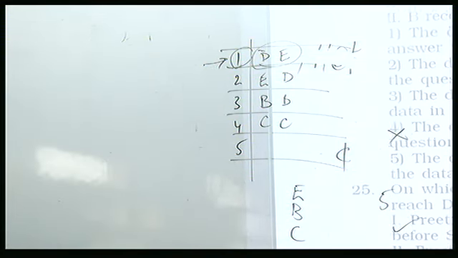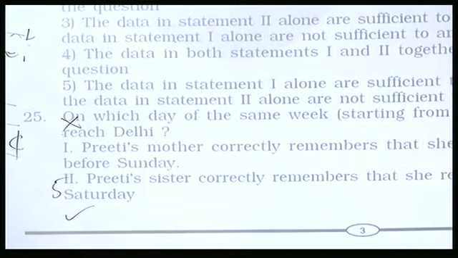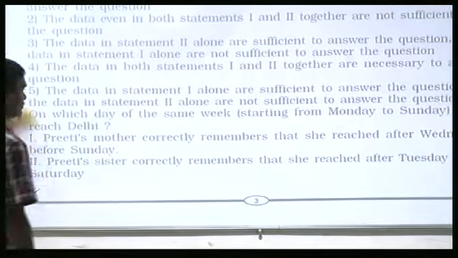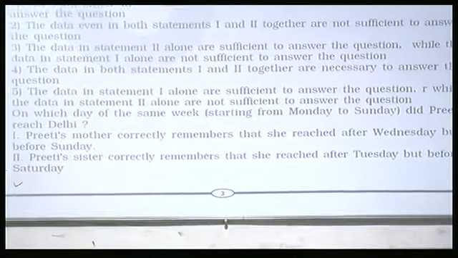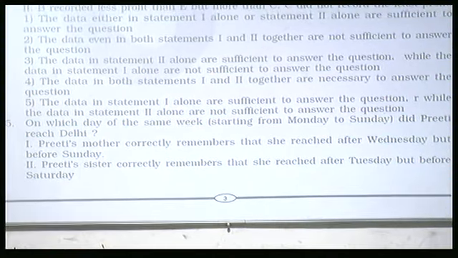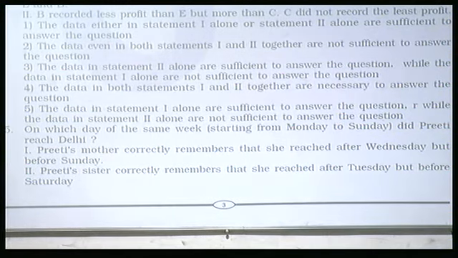Then what about 25? Now in question number 25, on which day of the same week, starting from Monday and ending on Sunday, did Preeti reach Delhi? In condition number 1, Preeti's mother correctly remembers that she reached after Wednesday before Sunday. After Wednesday before Sunday, it could be Thursday, Friday or Saturday, any one of these 3 days. Hence condition number 1 alone is not sufficient because I am getting 3 days rather than a single day.